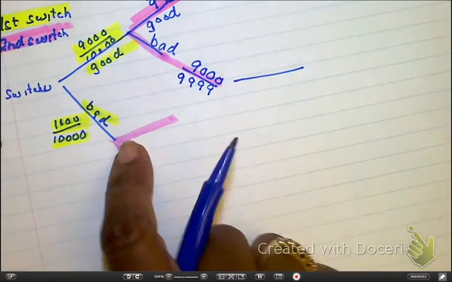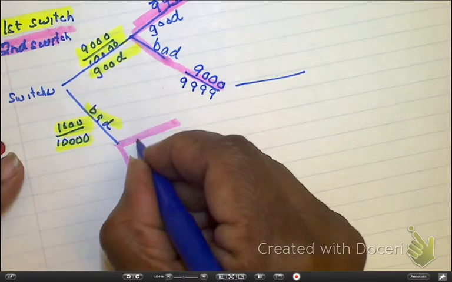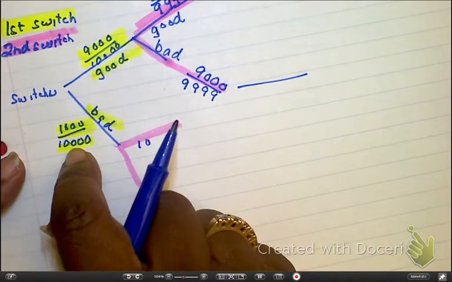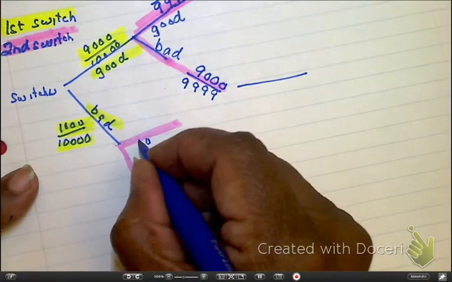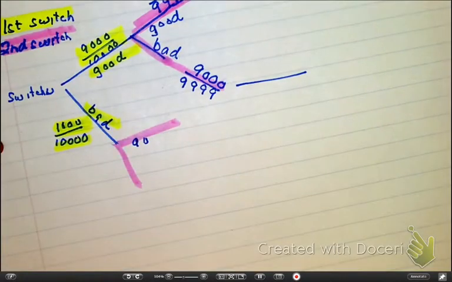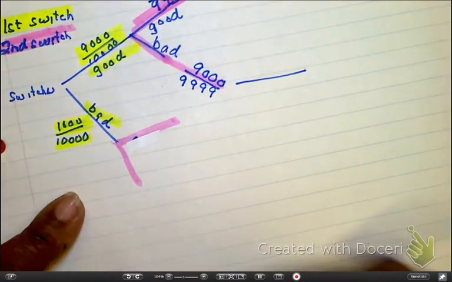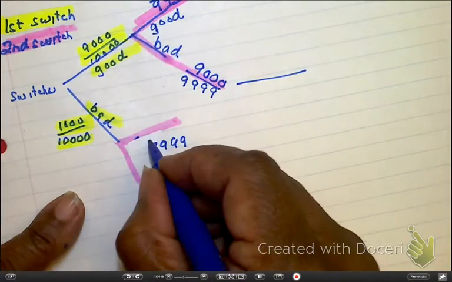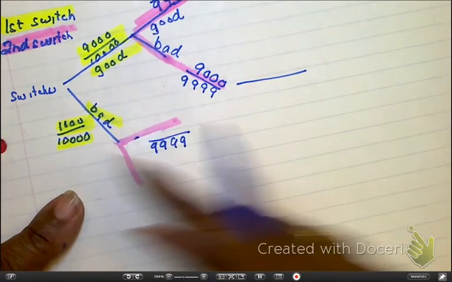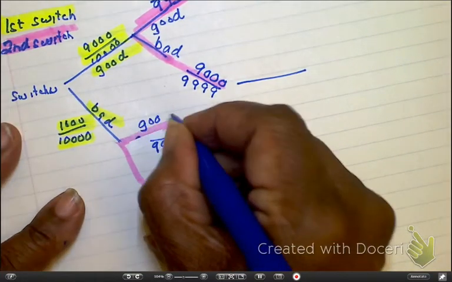Now let's look at the idea of bad. We have here one less switch. The first one was bad. Now we have 9,999 switches left in the bag. The first one was bad, and these I'm going to refer to as the good ones. And here, the bad ones.